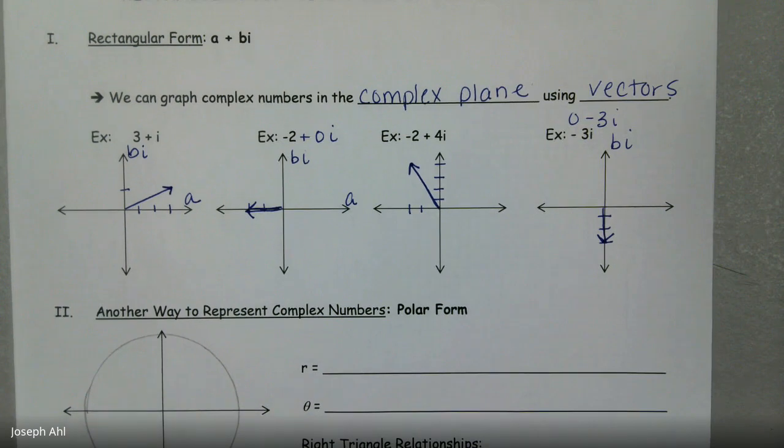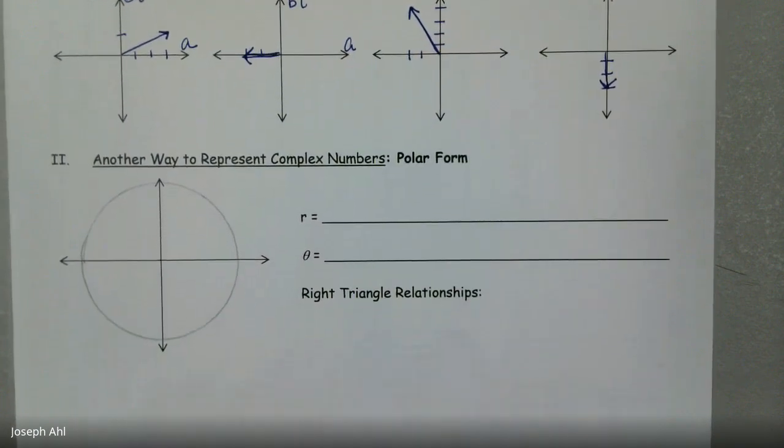So once we know how to graph these rectangular form numbers, these complex numbers, that will help us later on when we then start thinking about what it means to be in polar form. So if we take a look at polar form, we're going to derive what a number in a plus bi form looks like in a whole new way.